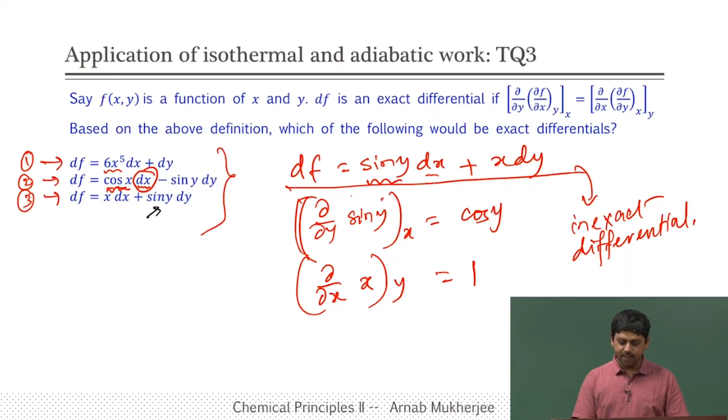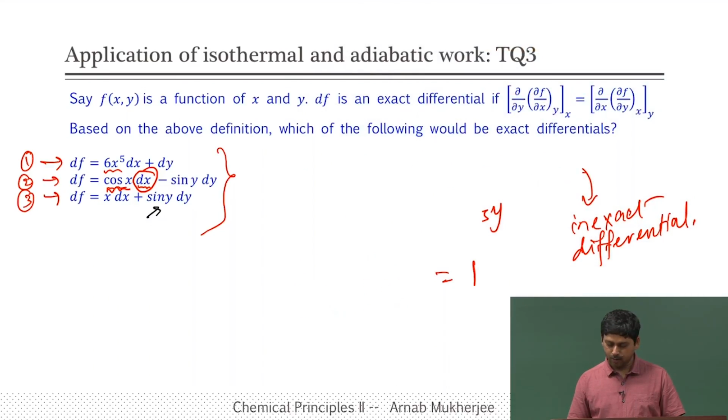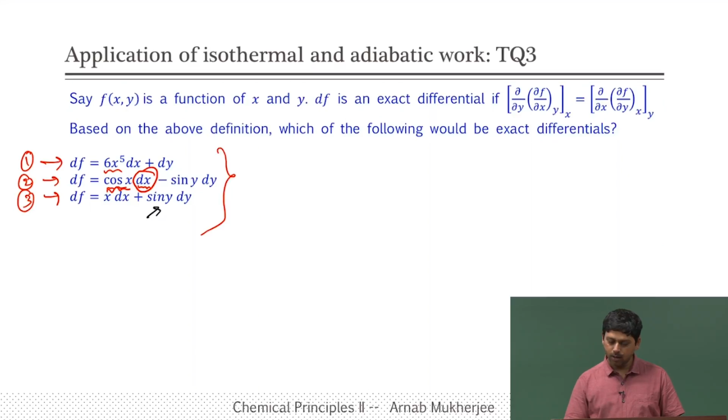Okay. So, if I interchange this, another one, that also will be the same thing. So, for example, if I take the second one and interchange, df equals minus sin y dx plus cos x dy.